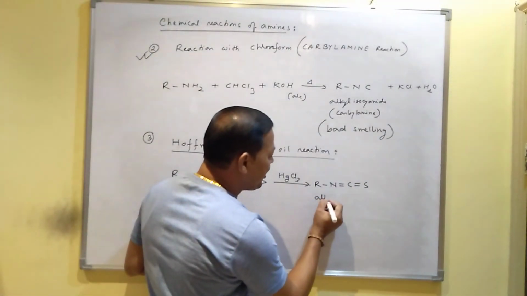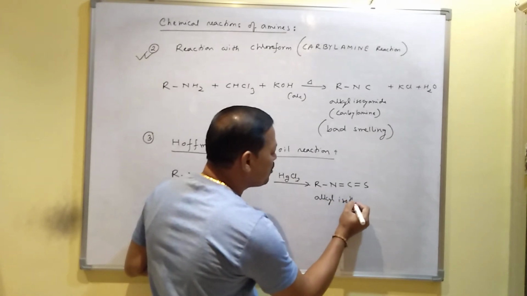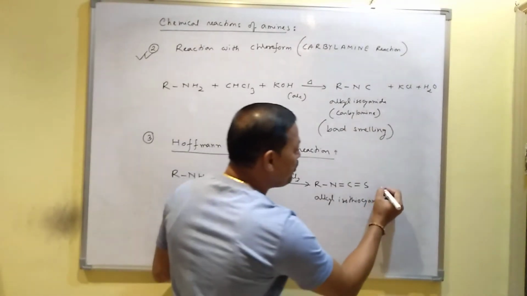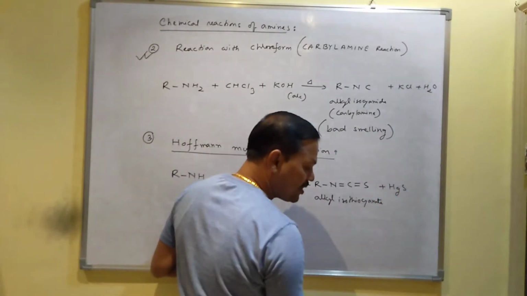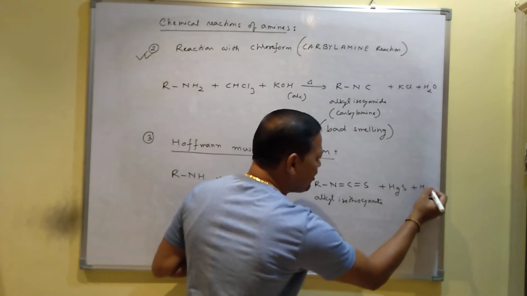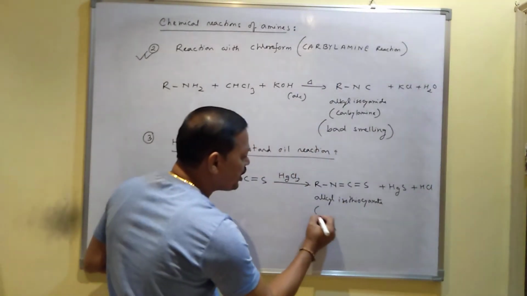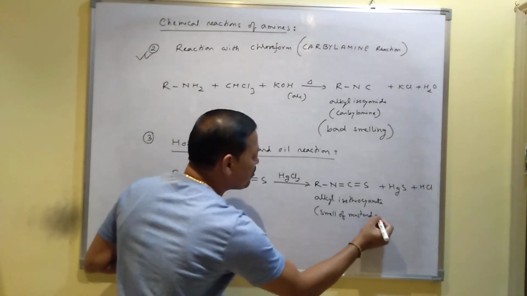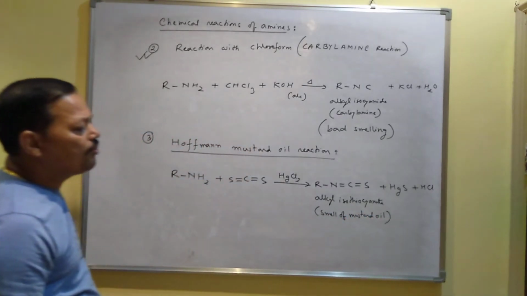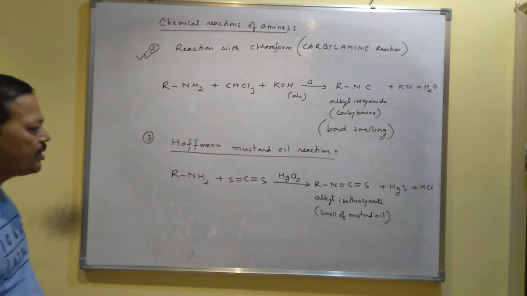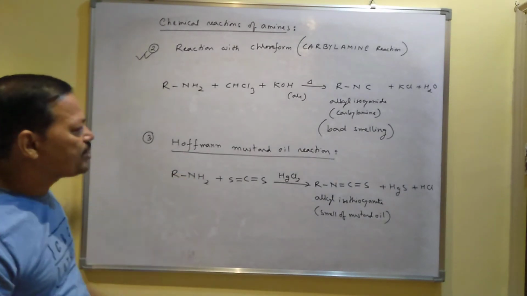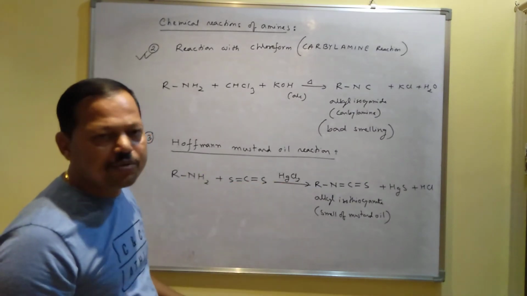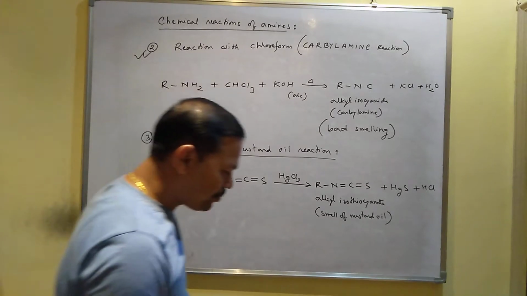which is called alkyl isothiocyanate, and side products will be mercuric sulfide, HgS, and HCl, and this compound gives the smell of mustard oil. That's why the reaction is called mustard oil reaction, and this was carried out by Hofmann. That's why the reaction is called Hofmann mustard oil reaction. This reaction also you can use for distinguishing purposes for amines.